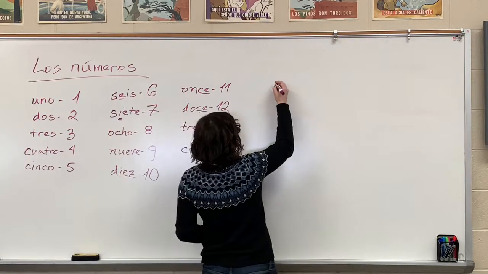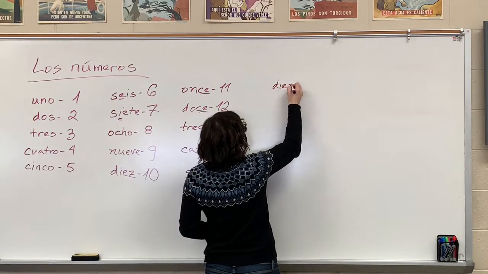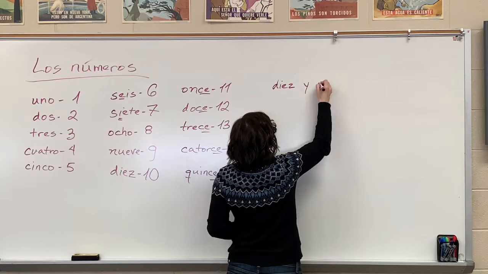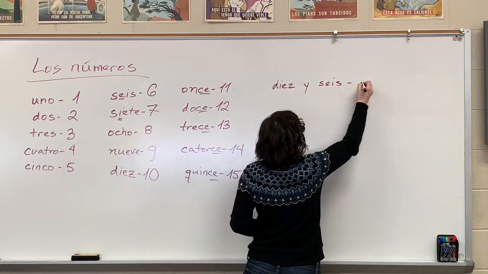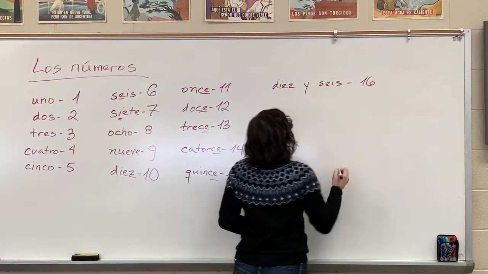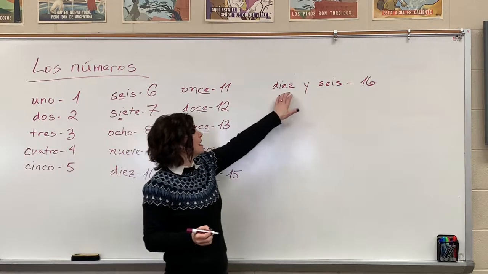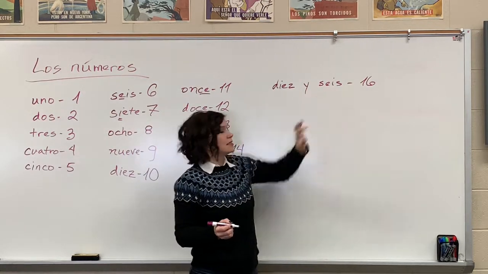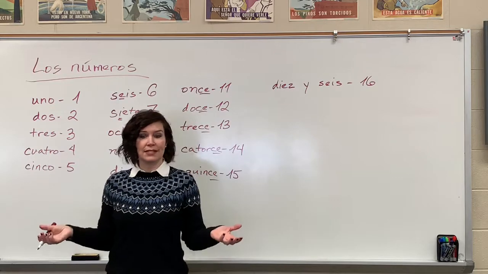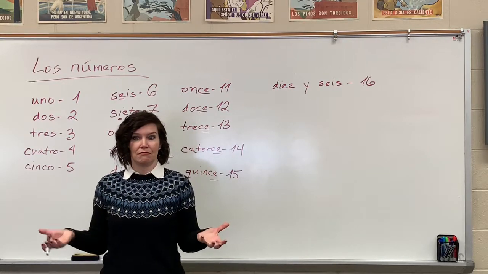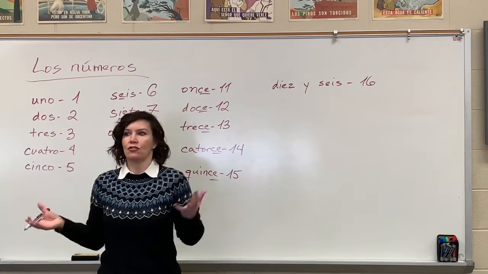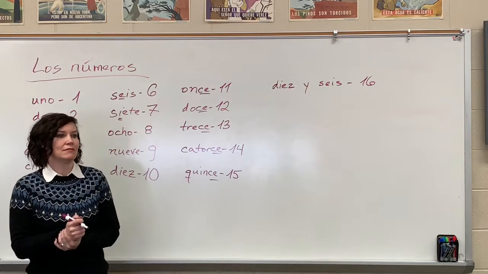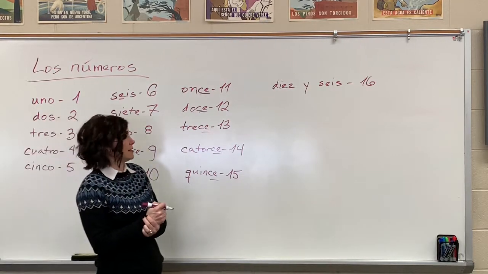How you say 16 is 10 y 6. You're literally saying 10 plus 6. And what does 10 plus 6 equal? 16, okay? So you're literally saying 10 plus 6, 16. 10 and 6.